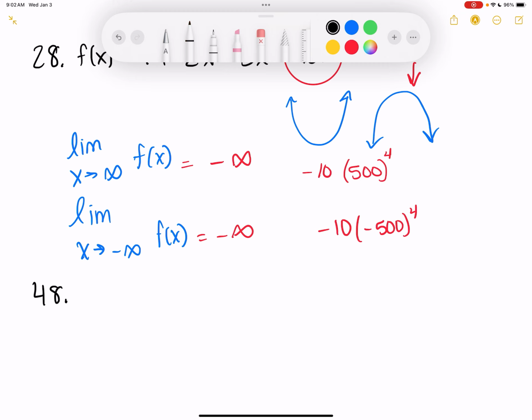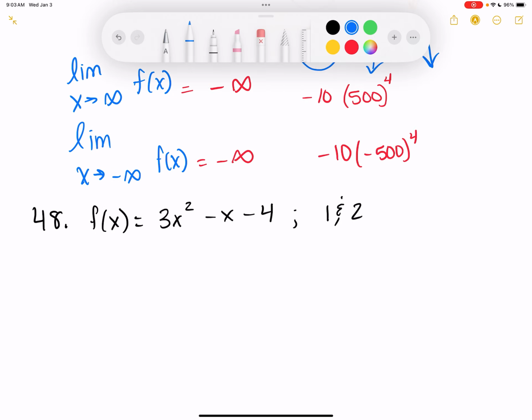48, and the nice thing is we get to use synthetic division for this. So we have f of x is equal to 3x squared minus x minus 4. And it says that there should be a zero between 1 and 2, or it's asking us to decide if there is, or to show that there is. So I'm going to do synthetic division for each of these. Okay, so I'm going to use 1.